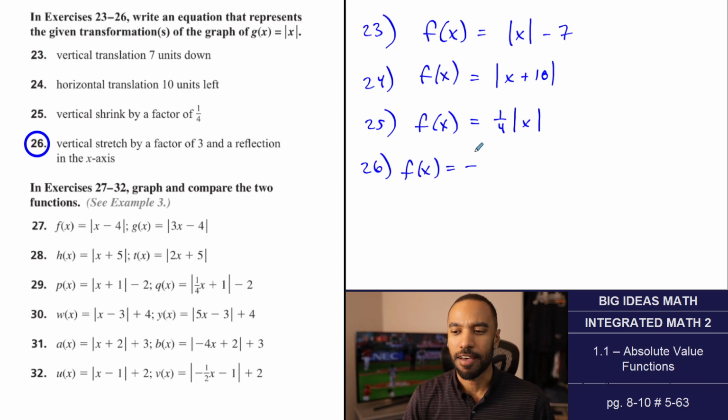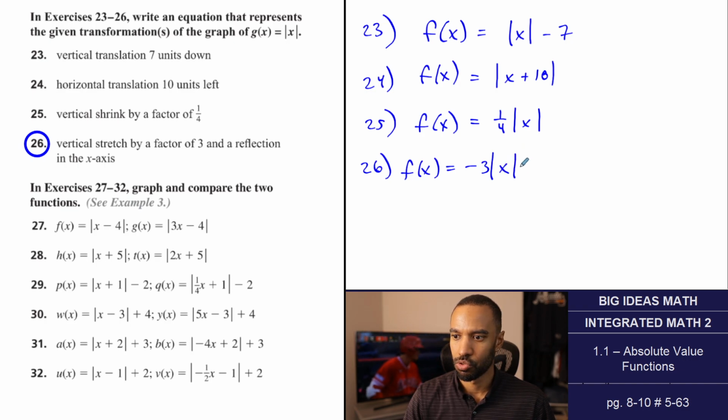And the factor is 3. Vertical stretch by a factor of 3. x. And that's it.